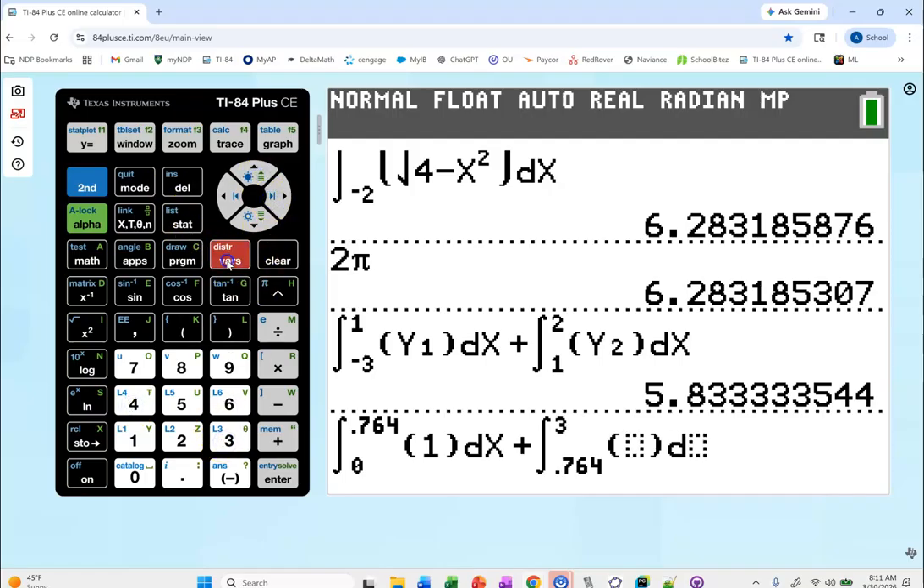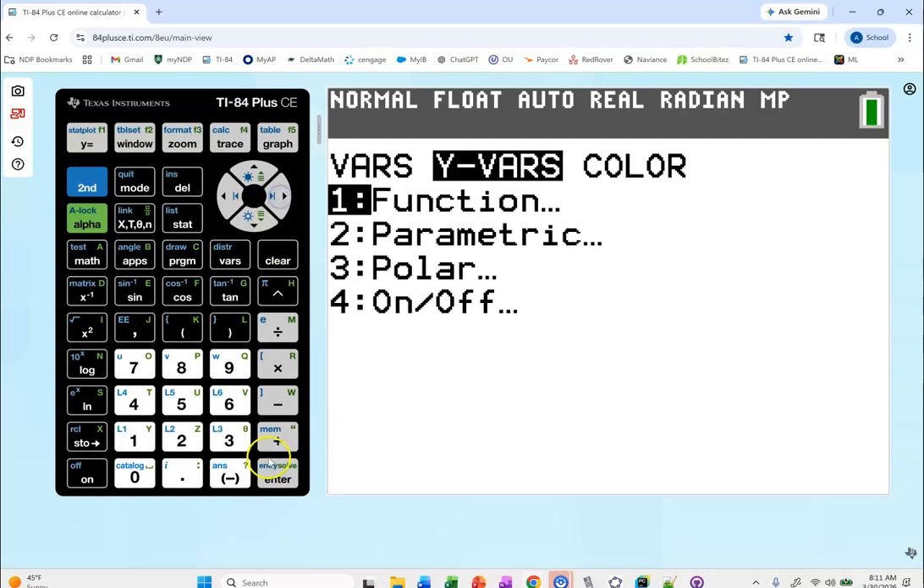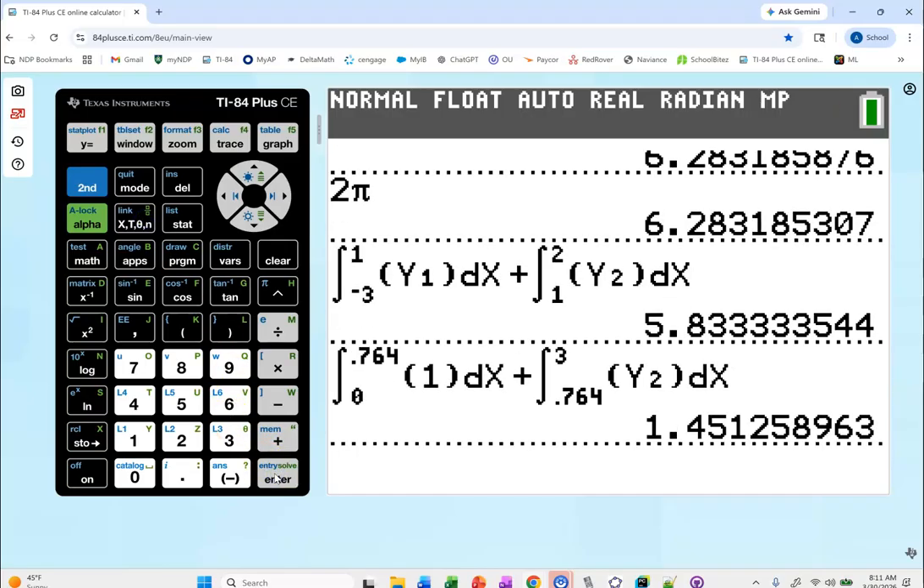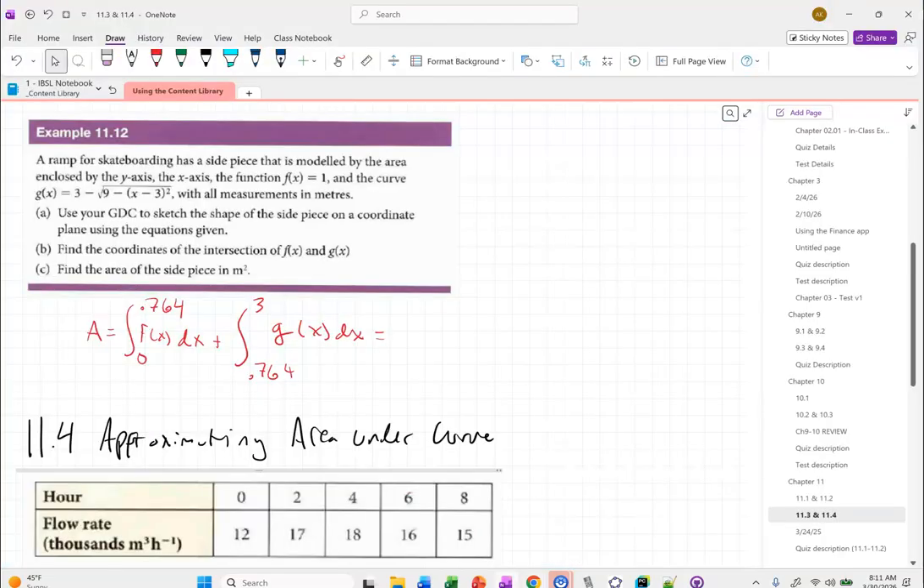And then that's y2 now. I went and retyped it in there. Again, I could retype it again, but you know, I'm not super interested in that. So I get 1.45 rounded to 3 sig figs. Is that okay with you guys?